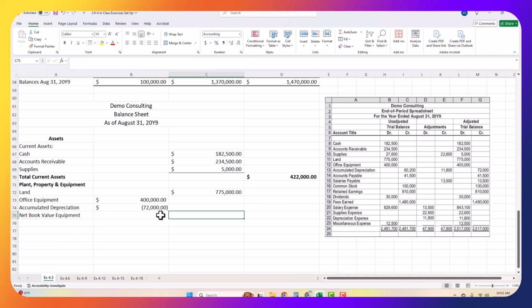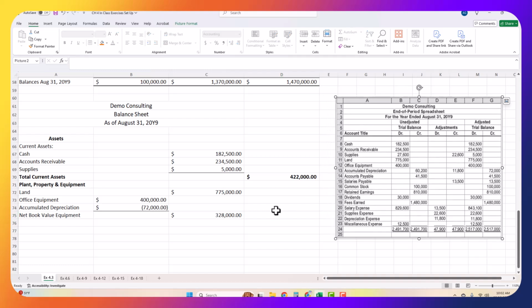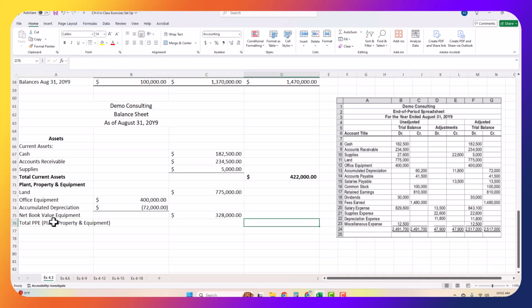And we would go over here. I'm going to draw a little line here. We add the 400,000 and the negative contra asset of accumulated depreciation, and we would get 328,000. Then we're going to have total PPE, or plant, property, and equipment. So we're going to have a total for the plant, property, and equipment because those are non-current assets. How am I going to get the total? I'm going to add land plus the net book value of the equipment. If there was more than one asset with depreciation, we'd list those and we'd add all the net book values, right?